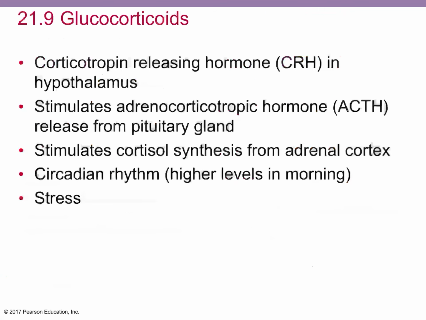All right, our last hormone of this chapter is the glucocorticoids. Remember, cortisol is the most prominent one. This is controlled by your hypothalamus, your corticotropin releasing hormone in the hypothalamus. That's going to stimulate your anterior pituitary to release adrenocorticotropic hormone. And then that's going to go to the adrenal cortex and stimulate that cortisol synthesis. This is released on a circadian rhythm. It's higher in the morning, sort of to get your body ready for the day. It also rises in response to stress.